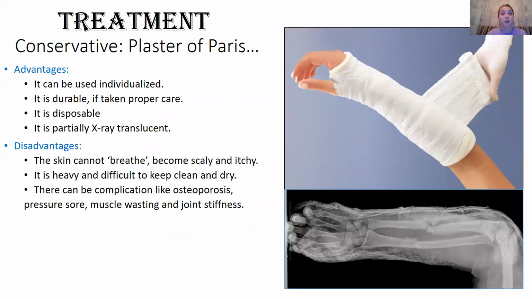What about the treatment? Let's talk about treatment. Because traumatology is a surgical specialty, we have conservative and operative treatment methods. Conservative, the most often useful, is the plaster of Paris or fixation by plaster. What about the advantages or disadvantages of this method?